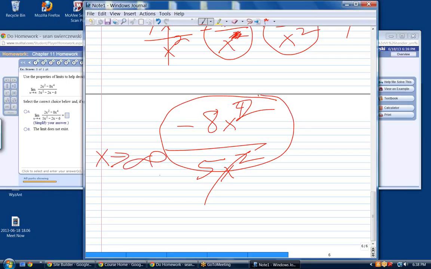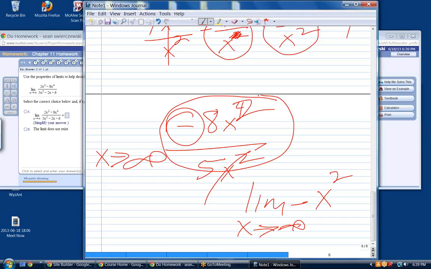Well, if it's 8x squared over 5, infinity. This negative sign is going to matter. What is the limit of this? Well, let's start with the basic. The limit of x is infinity. What's the limit of x squared? Infinity. What's the limit of minus x squared? Negative infinity.